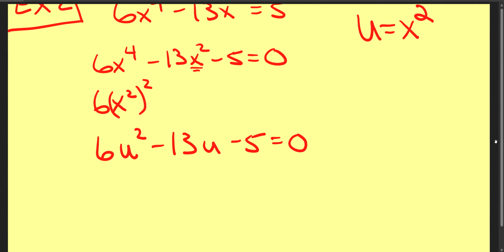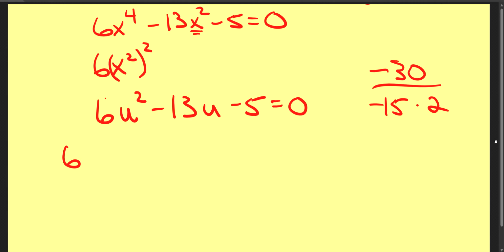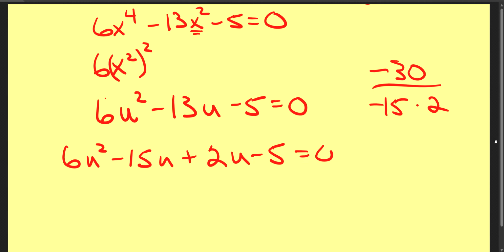Alright, so let's see, what do I do? This is a grouping method problem, so 6 times negative 5 is negative 30. Two factors that will give me negative 13 are negative 15 times 2. Okay, when I rewrite the problem, I've got 6u squared minus 15u plus 2u minus 5. That equals 0.